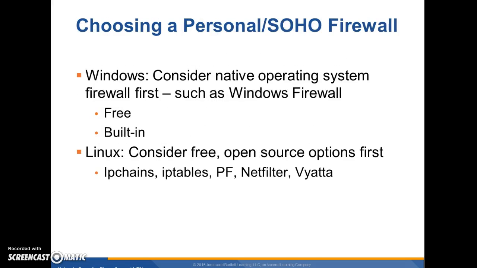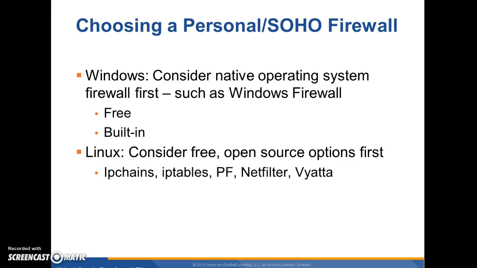In choosing a personal SOHO firewall for Windows, consider the native operating system firewall first, such as Windows Firewall. It's free, it's built in, it's easy to configure, and easy to use. And it comes on all Windows machines, Windows 7 and greater.